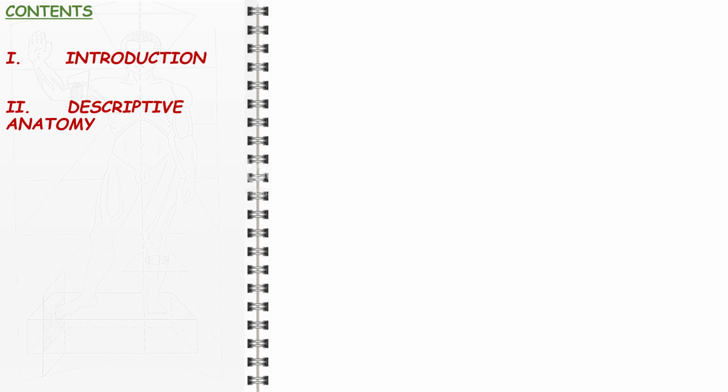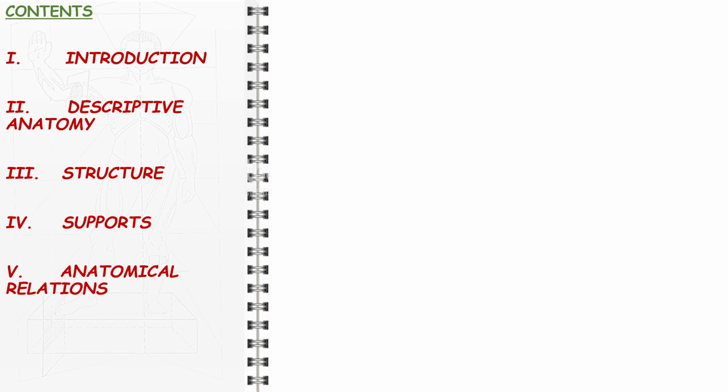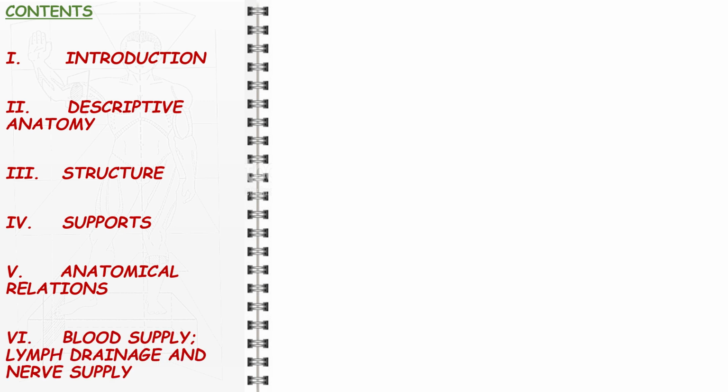Next, we will take a closer look at the structure of the spleen, typical of lymphoid organs. We will then enumerate the supports of the spleen as peritoneal relations, as well as the visceral relations that each part of it establishes as a junctional organ between thorax, retroperitoneum and peritoneal compartments. Afterwards, we will proceed to describe the blood and nerve supply and lymph drainage of the spleen before summarizing.